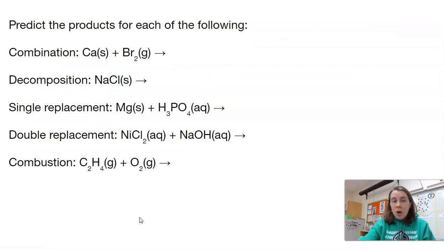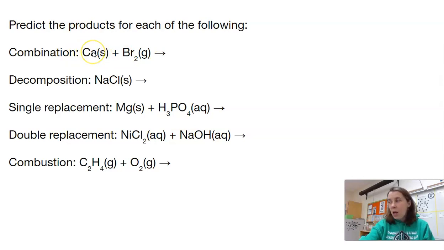All right, now that we know the different kinds of reactions, we should be able to make some predictions about what products will form. All right, so in this first one, we're doing a combination. So we know that everything that's over here on the left is going to form one compound on the right. Okay, calcium is a metal and bromine is a nonmetal. So when they come together, we're going to make an ionic compound, because we know metals and nonmetals make ionic compounds.